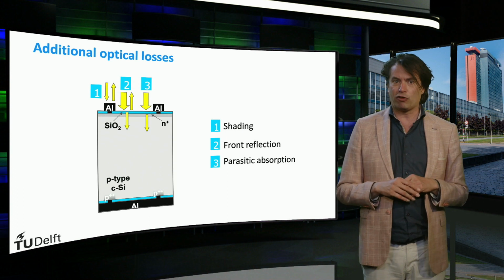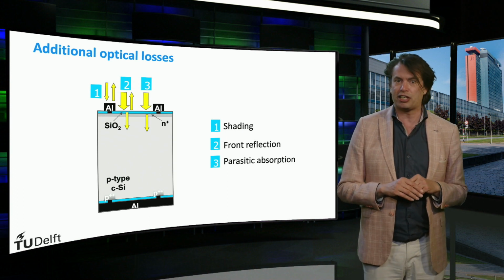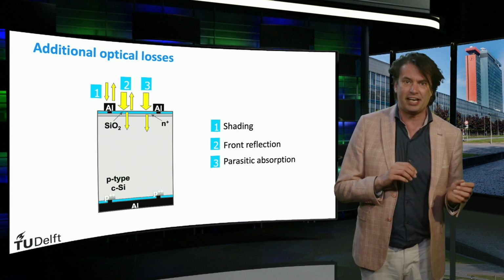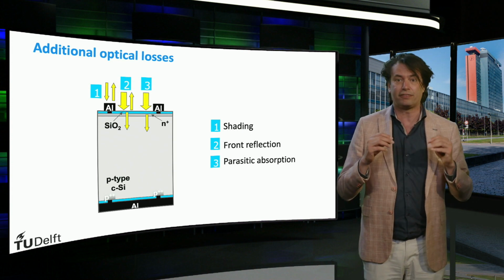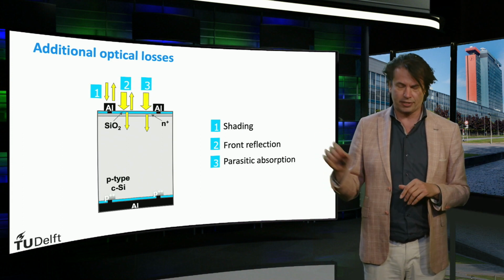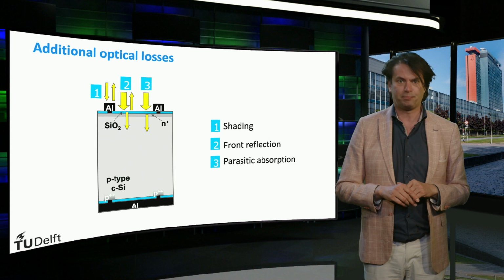Parasitic absorption is of special concern to solar cells with a PIN junction, where only the intrinsic I layer is the photoactive layer. PIN cells will be discussed later in this program.